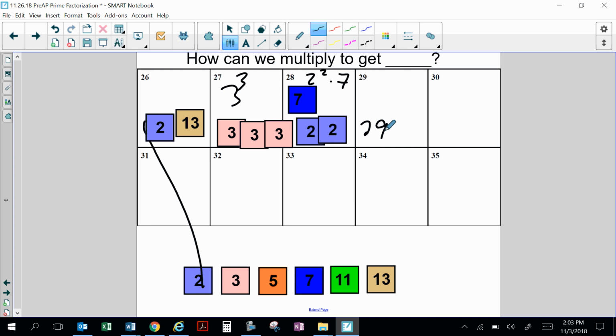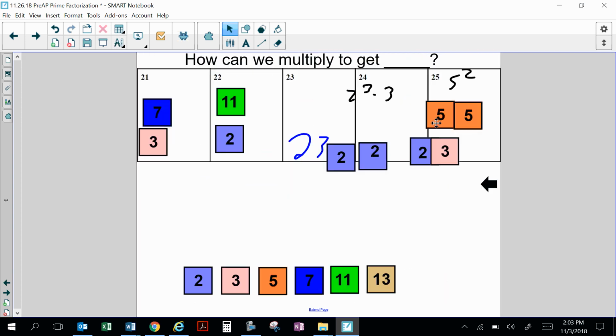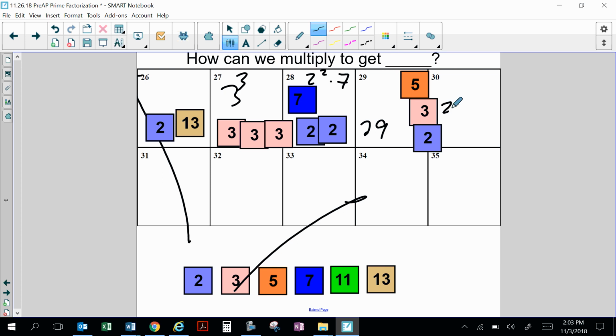How can I represent 29? I believe it's prime, so it cannot. How can I represent 30? Many ways. I'll try 3 times 10. So I see a 3 right there. And then 10, how is 10 represented in this table? 10 is represented by 2 times 5. So we have a 2, 3, and 5. So how would you write this out using exponents? Just 2 times 3 times 5. There is no factor to repeat itself. How can I represent 31? I believe it's just going to be 31.